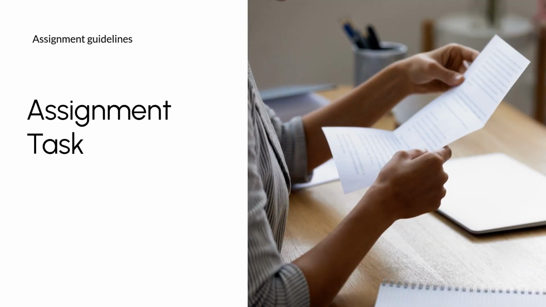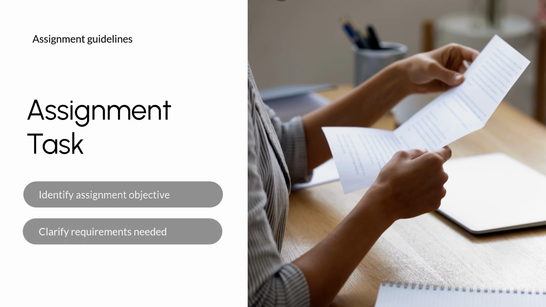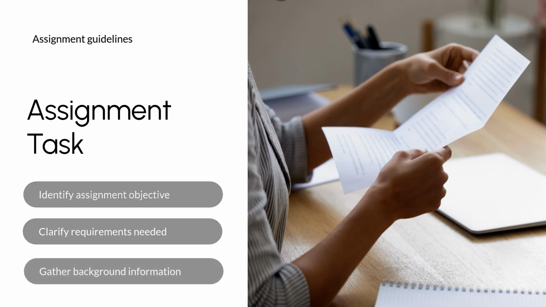Understanding the assignment's purpose is crucial for guiding the entire process. Start by identifying the objective, whether to analyze, argue, or review a topic. Clarify the requirements, including word count and referencing style. Gather background information from general sources to understand the topic. Identify key themes and gaps to explore further.